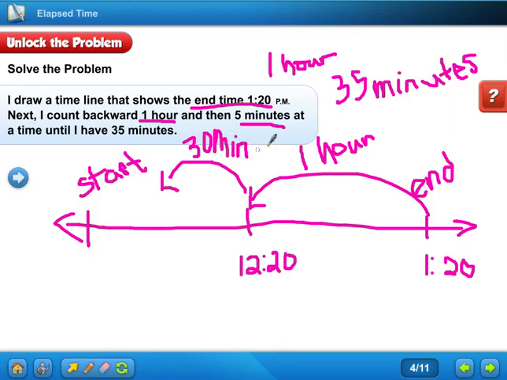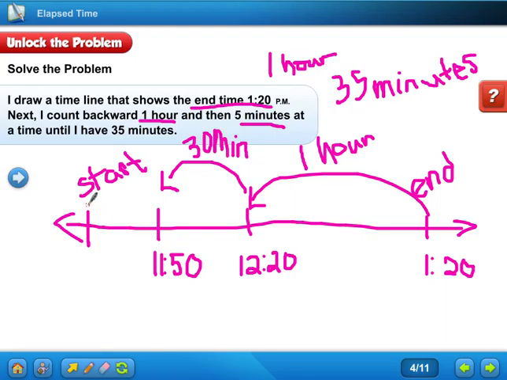So then in the end, I know, did I jump an hour and 35 minutes? So here's my 30 minutes. So if I rewind, it's kind of like rewinding. Move back your clock 30 minutes, I would have 11:50.